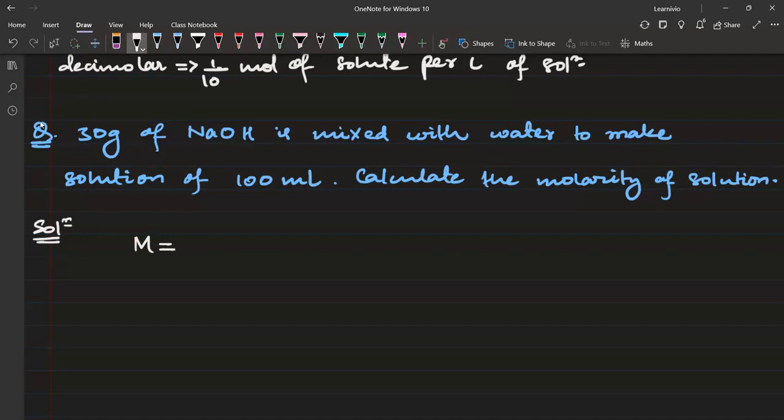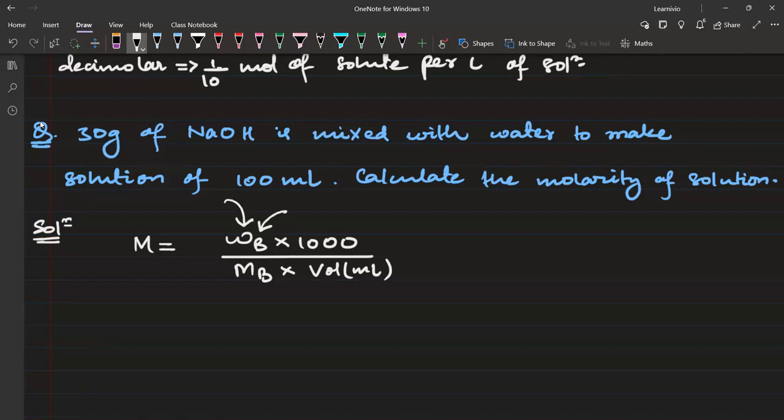Molarity is equal to WB into 1000 divided by MB into volume in ml. What is WB, Noha? W is for mass and B is for what? Solute or solvent? What do we use B for? Solute. So mass of solute, what is the mass of solute?